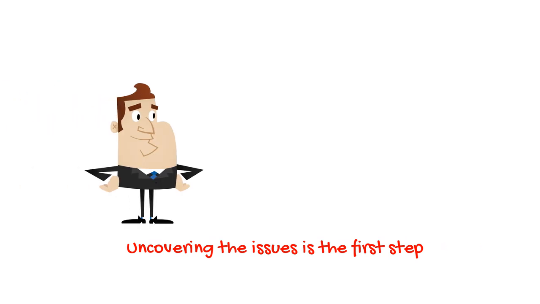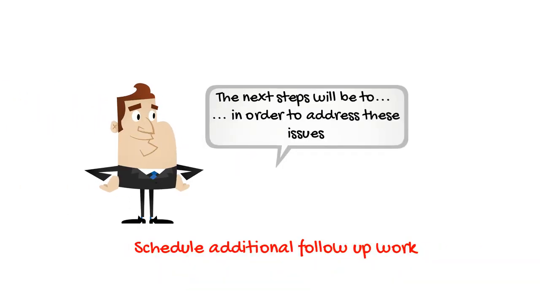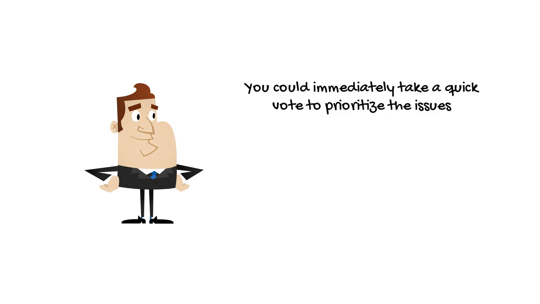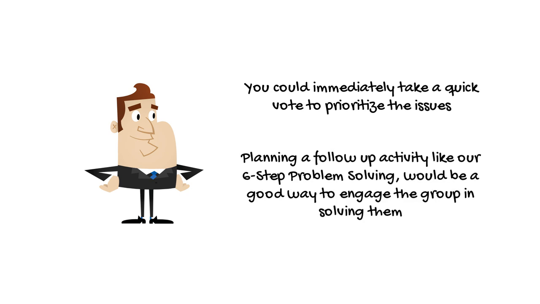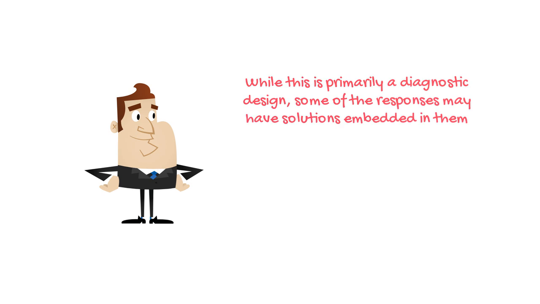You will need to schedule additional follow-up work to figure out what to do to address these issues, but you could immediately take a quick vote to try to prioritize them. Planning a follow-up activity using a design like our 6-step problem solving would be a good way to engage the group in solving them, whether immediately or at a later date. While this is primarily a diagnostic design, some of the responses may have solutions embedded in them.